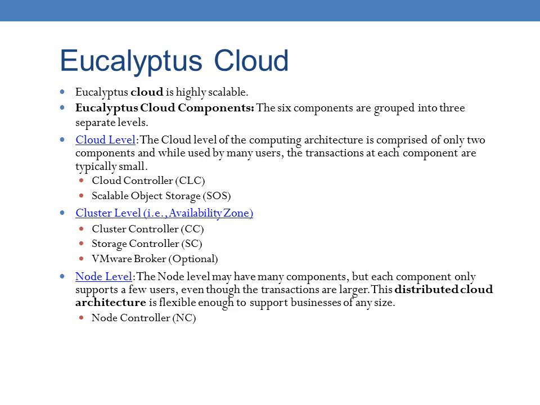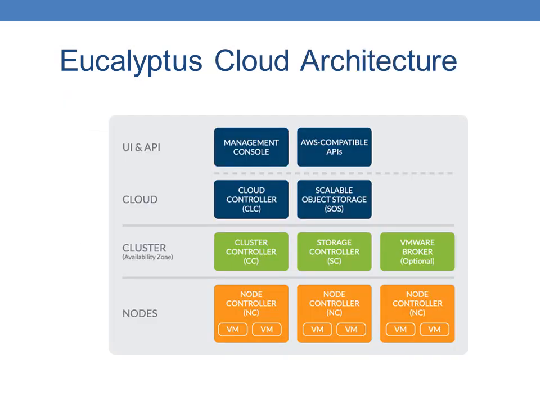Next one is node level. The node level may have many components, but each component only supports a few users. Even though the transactions are larger, the distributed cloud architecture is flexible enough to support a business of any size. Node controller. So finally, Eucalyptus cloud architecture.